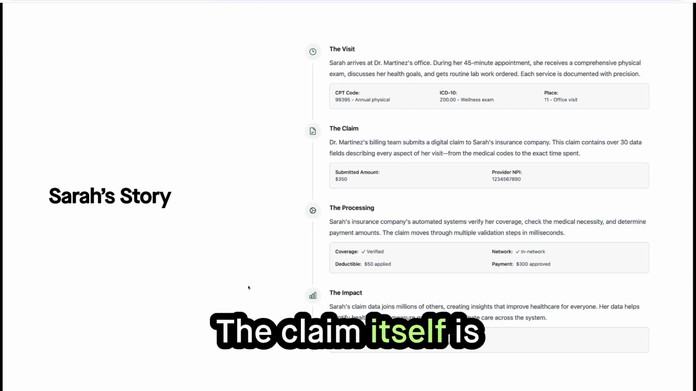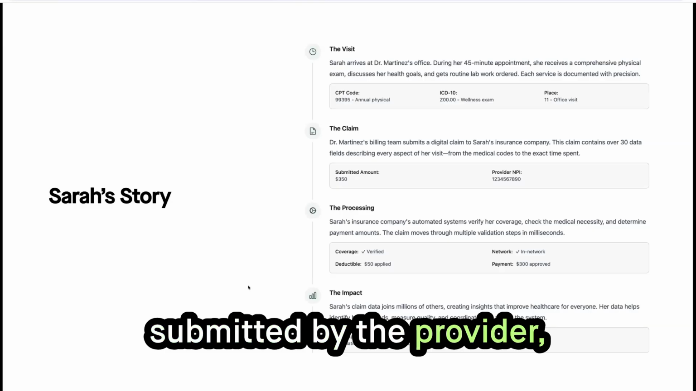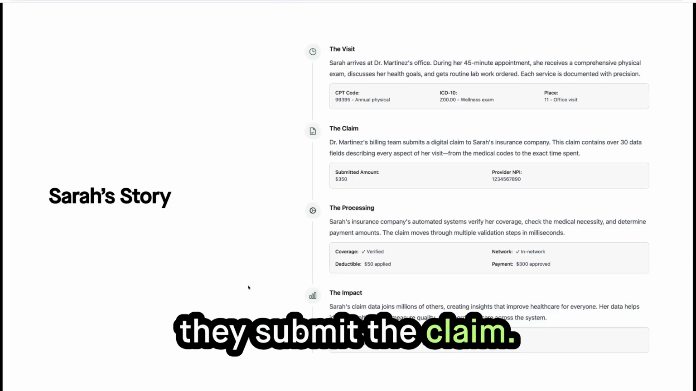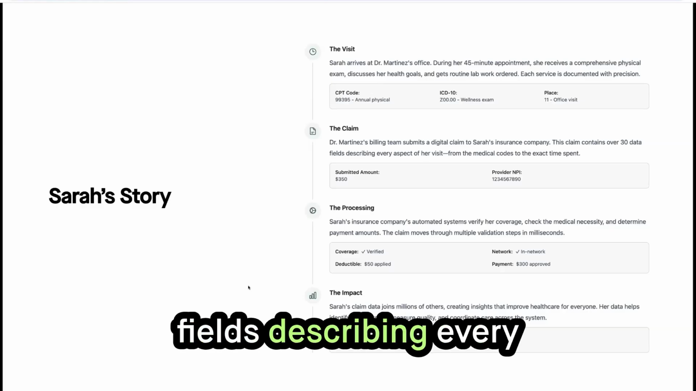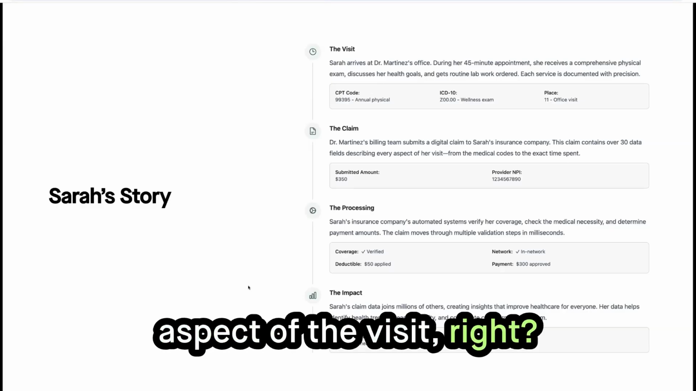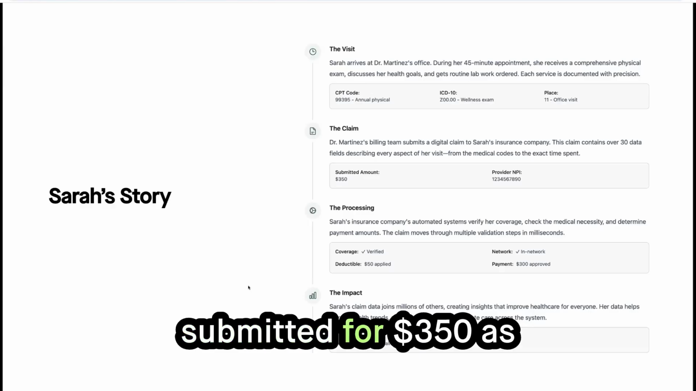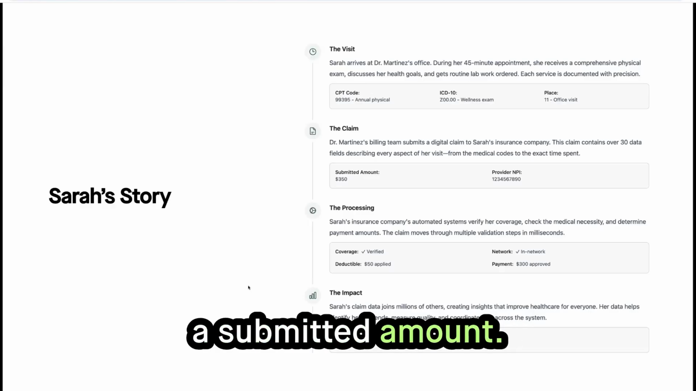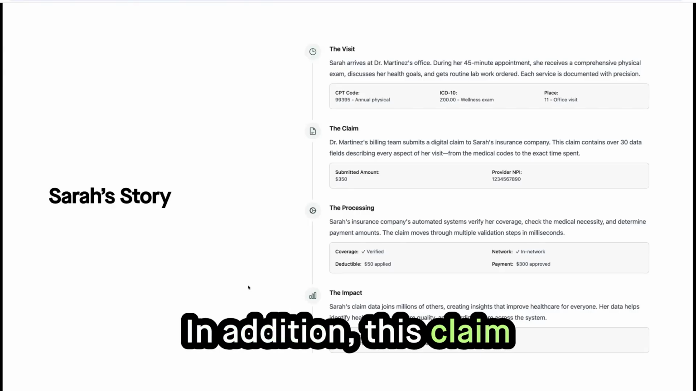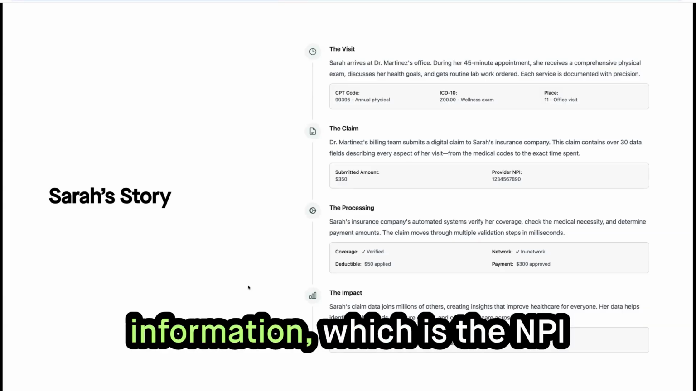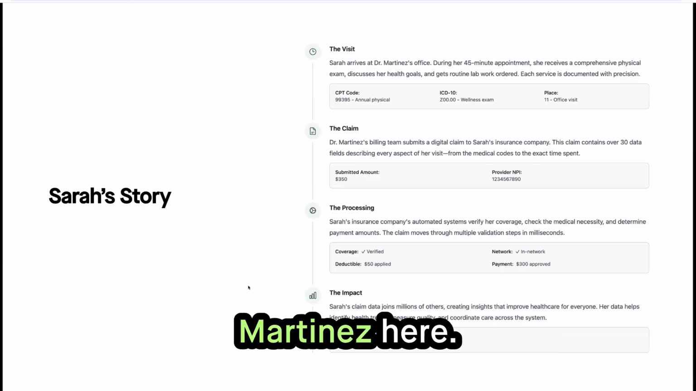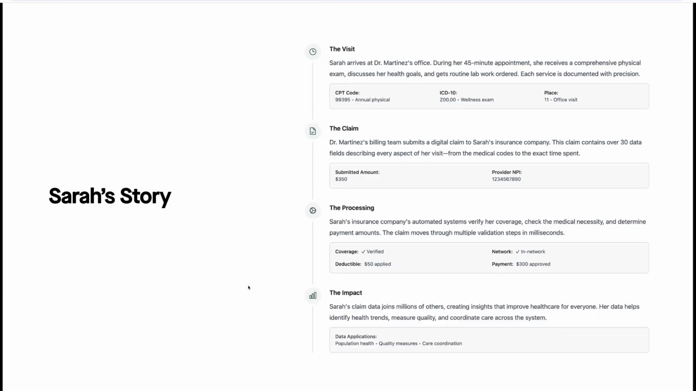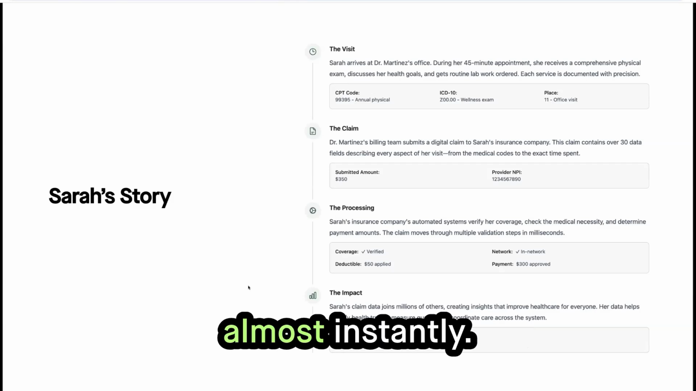The claim itself is submitted by the provider. So that doctor's office, they submit the claim. The claim has over 30 different individual fields describing every aspect of the visit, right? And in this case, it's submitted for $350 as a submitted amount. In addition, this claim contains a really important piece of information, which is the NPI for the submitting provider. So we've got the Dr. Martinez here.